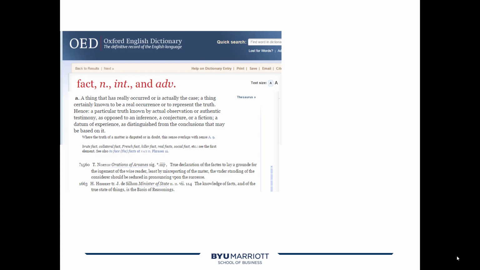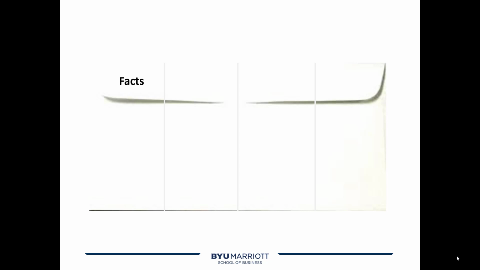So the Oxford English Dictionary, that venerable source of meaning in the English language, defines a fact as a thing that has really occurred or is actually the case. So facts are objectively verifiable elements of a decision. They might be things, they might be opinions, we'll talk about that, but these are things that really are the case. So what are the facts that you really want to think about? Well, the first facts are the facts about the decision.